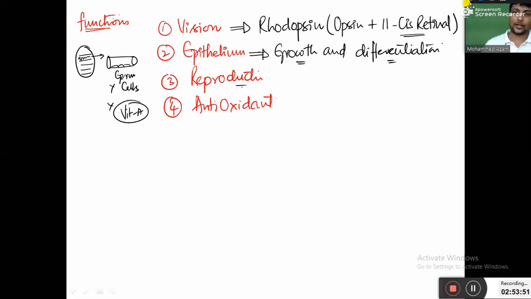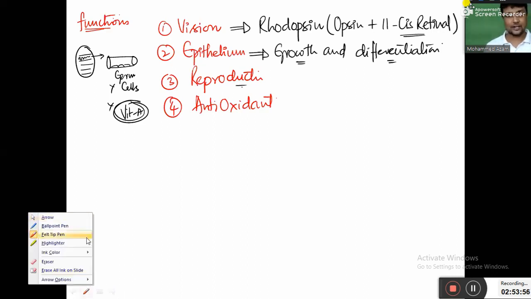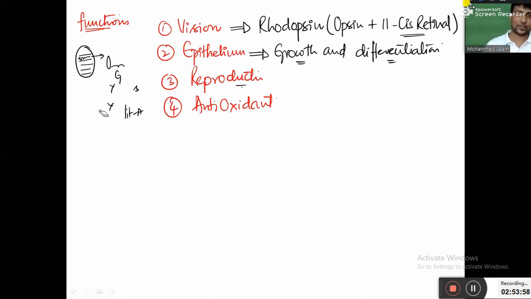And why is it required? समझ में आ चुका है आपको. Vitamin A is necessary for epithelium, and germ cells are nothing but the epithelial cells. Okay.